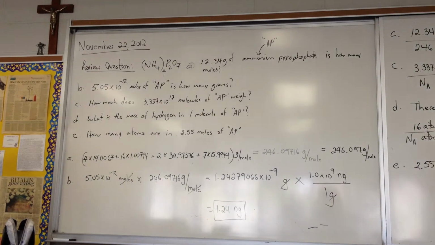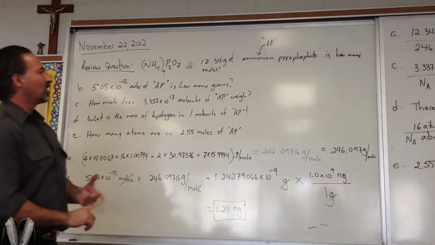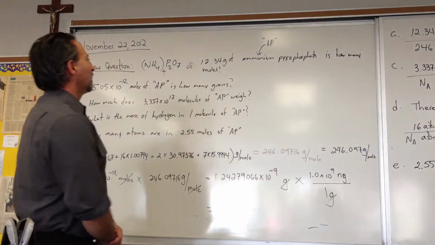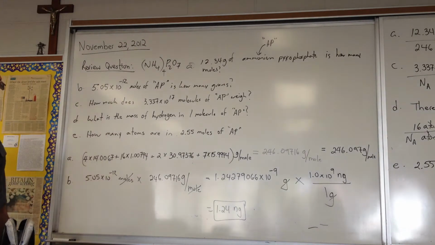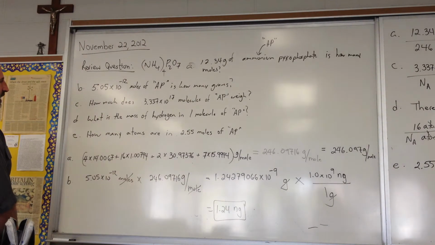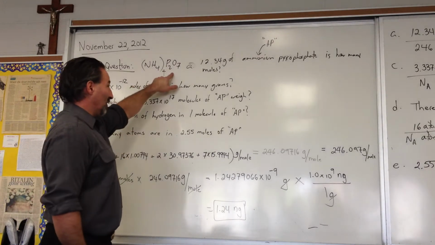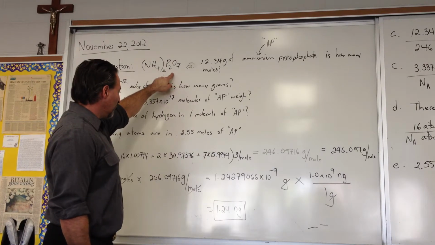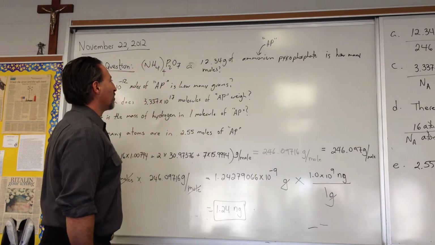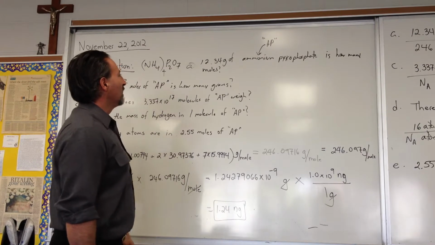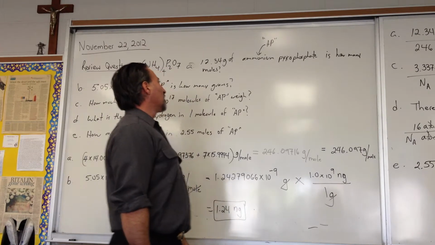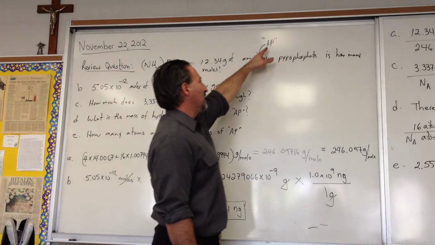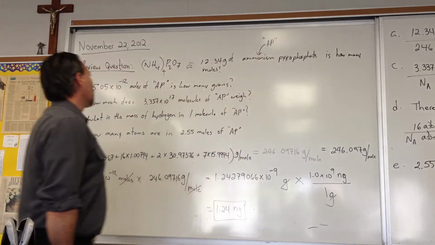Okay, so I made up a question where we're going to calculate the number of molecules, moles, and the molecular mass. This is the basics as a review for your test. The question is as follows. Ammonium pyrophosphate has the following formula. Pyrophosphate is a -4 anion, so it's going to require 4 ammonium ions. It says 12.34 grams of ammonium pyrophosphate, from now on known as AP, is how many moles?